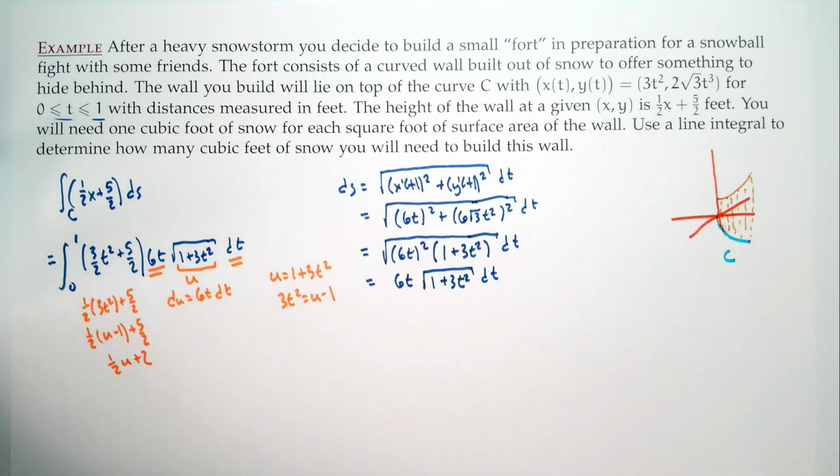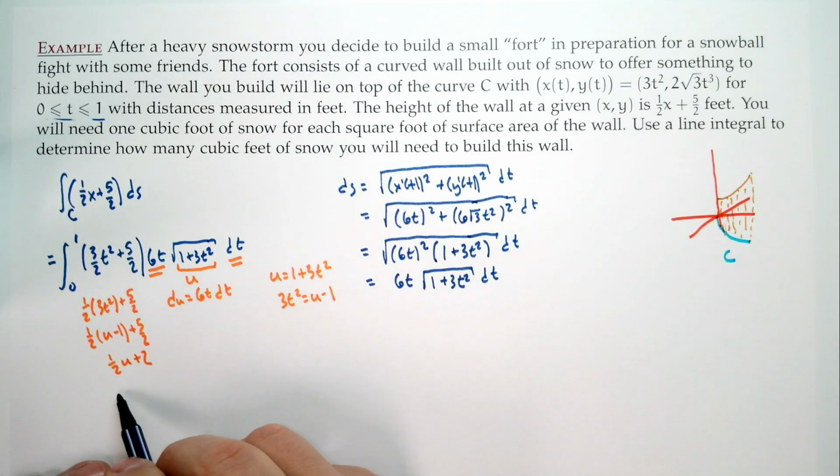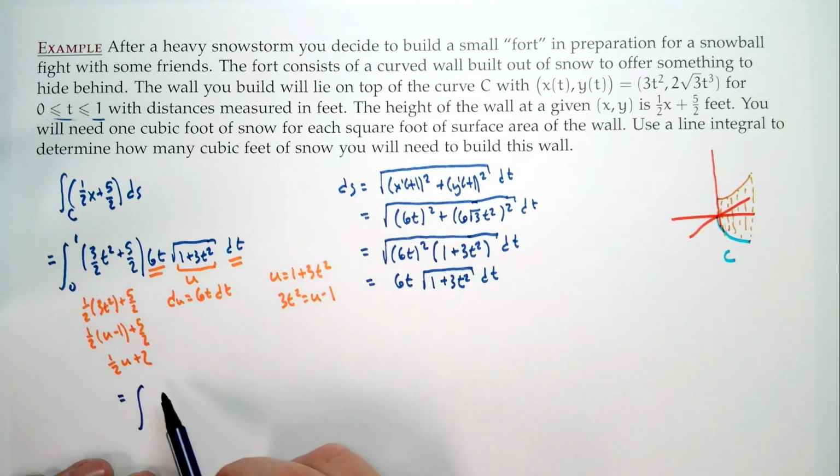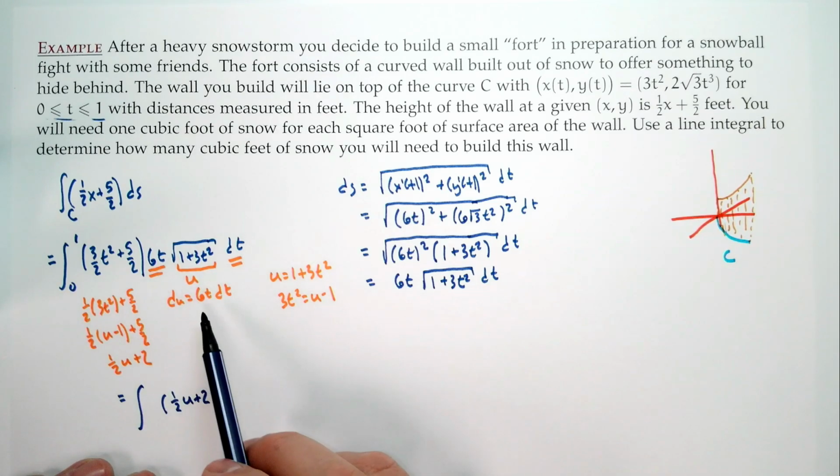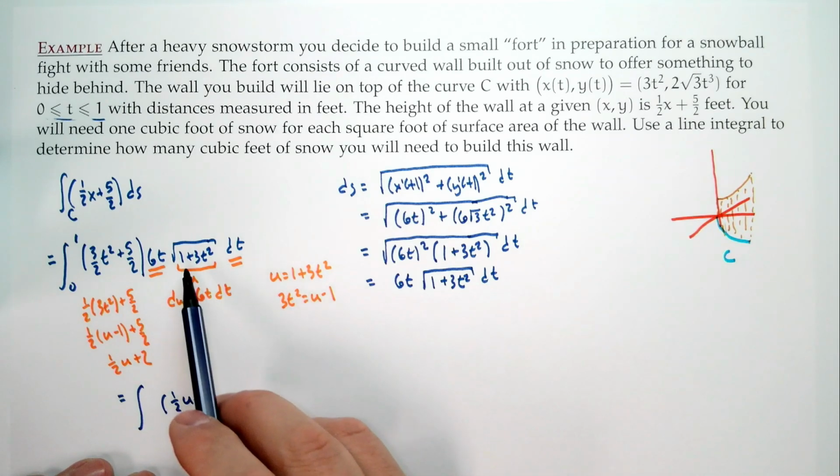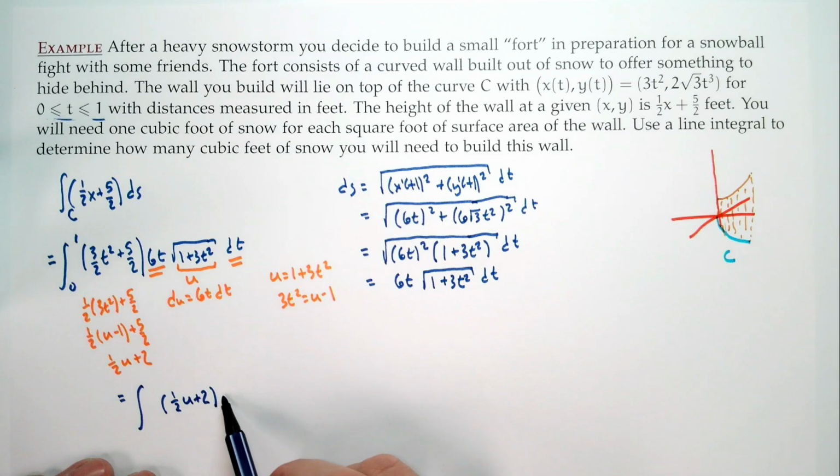So what do we have? Let's update everything. After making that substitution, we'll have the integral. This part becomes 1/2 u plus 2. The 6t dt becomes the du. Square root of 1 plus 3t squared becomes square root of u. Since we're in calculus, we'll write that as u to the half.